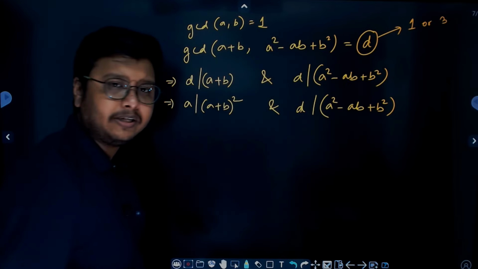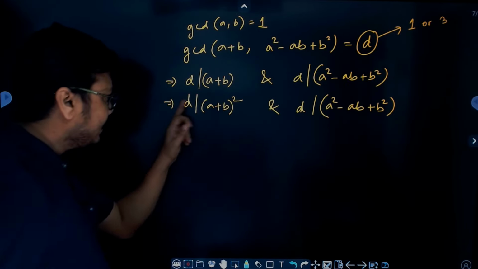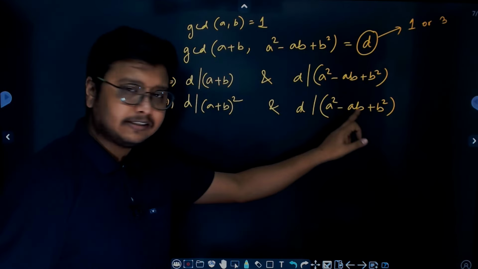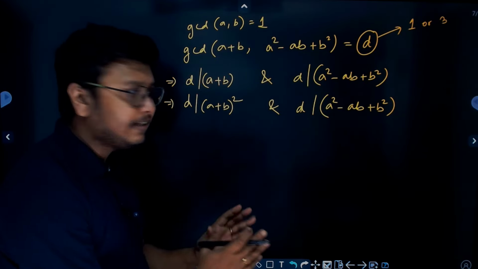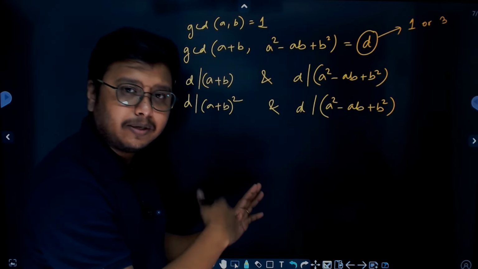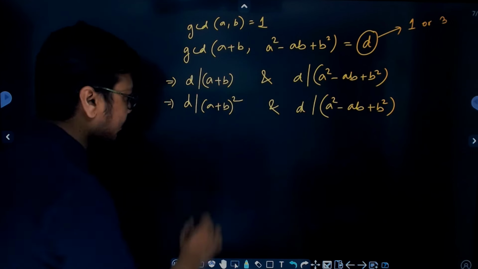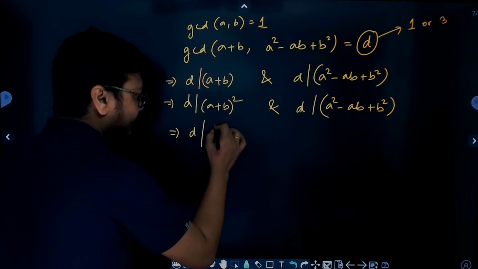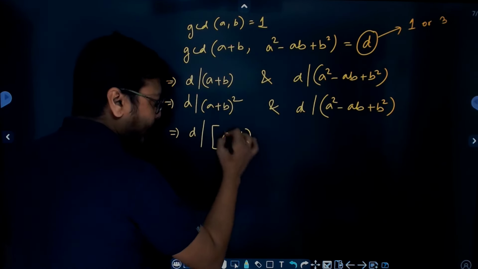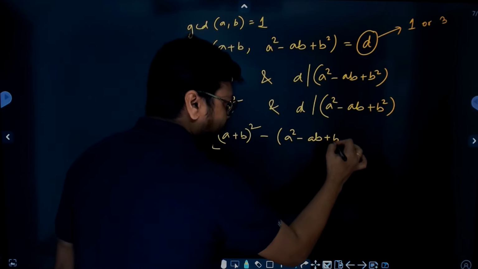Now using a property that I've used before: if D divides something and D divides another thing, then D divides the addition of these two things and the subtraction of these two things. Let me take the subtraction in this case, because I want to cancel out the A square and the B square. So D divides the subtraction of these two quantities, which is (A plus B) whole square and A square minus AB plus B square.